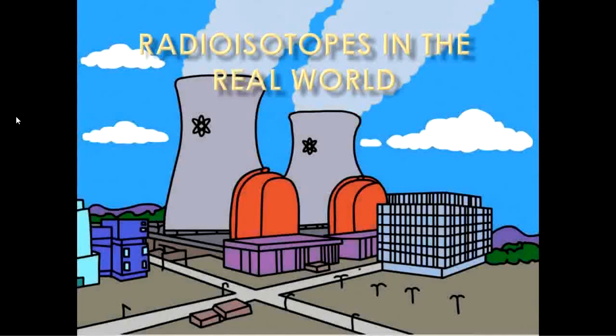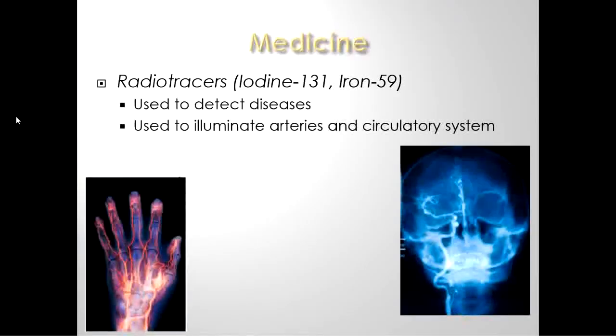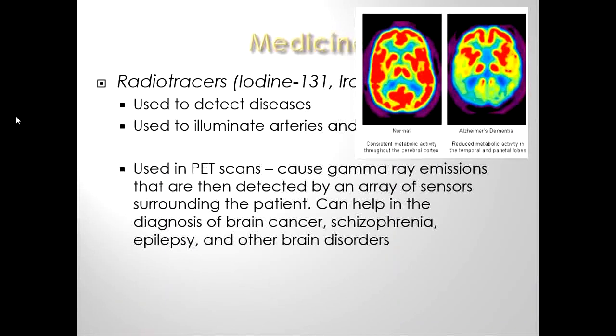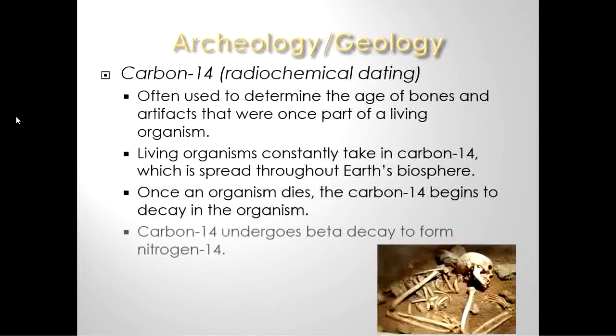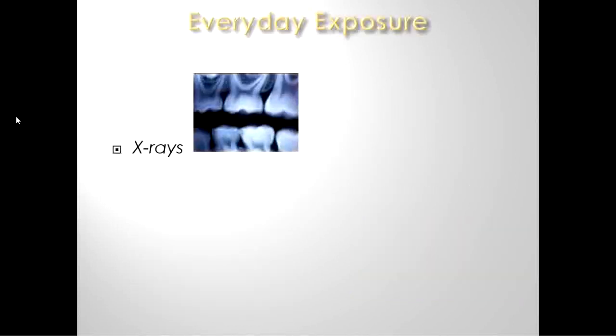Now here are some examples of radioisotopes in our real world. Now we use radioisotopes in medicine. We use them for radio tracers to detect disease. We use them in PET scans. We use them to treat cancer. We use them in archaeology and geology. I'm sure all of you have heard of carbon dating. We use them in food. We zap our food with radiation to prolong the life of our food and also to get rid of some bacteria. And I'm sure all of you have taken an x-ray before, whether it's at the dentist or a doctor has taken one for you because of a broken bone.